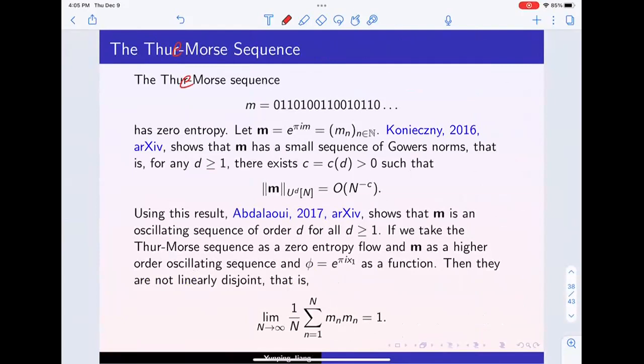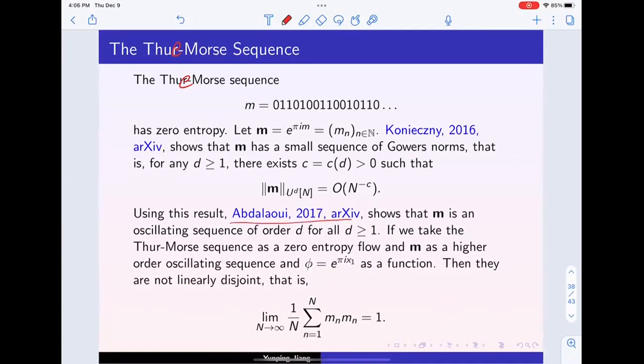Actually, is high order alone enough or not? Unfortunately, recently Abdalaoui wrote a paper. He actually showed that he can find a sequence of all orders d, but it's not linearly disjoint with entropy zero flows. This result really depends on the Thue-Morse sequence.